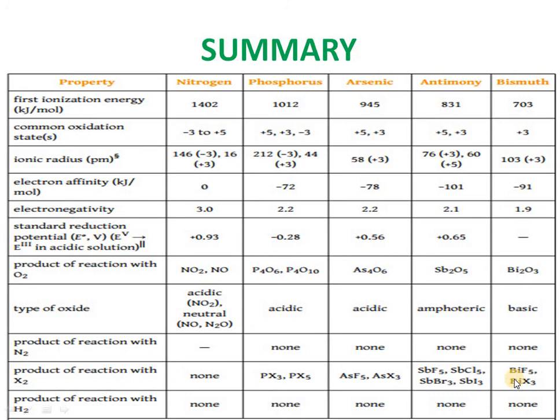Okay, so now a question can be asked here: BiF5 and BiF3, which is more stable? Then you will say BiF3 is more stable. Why? Due to the inert pair effect. Okay. So with hydrogen, the product of reaction is hydrides, so nitrogen and hydrogen give ammonia, and so on.